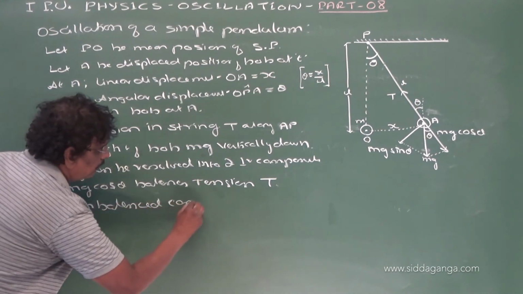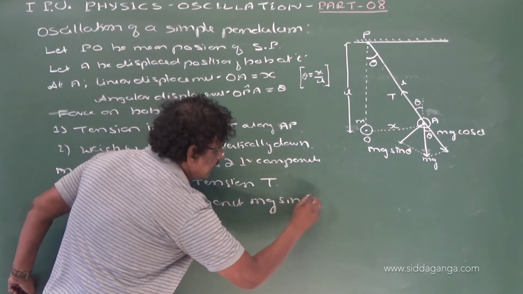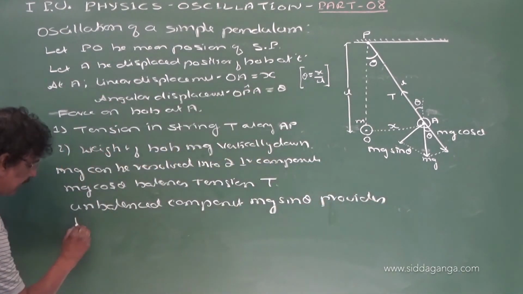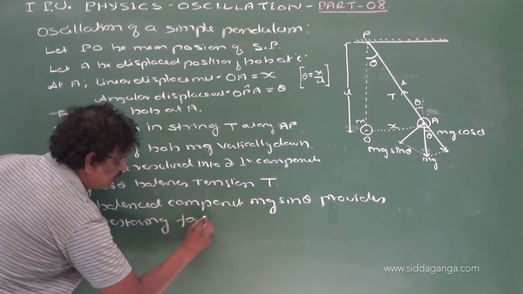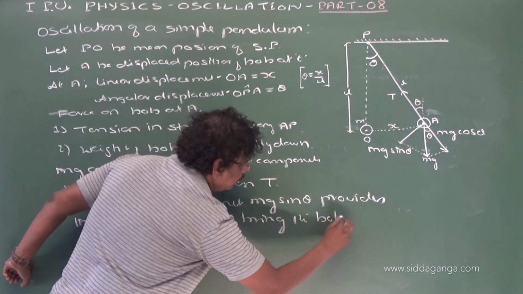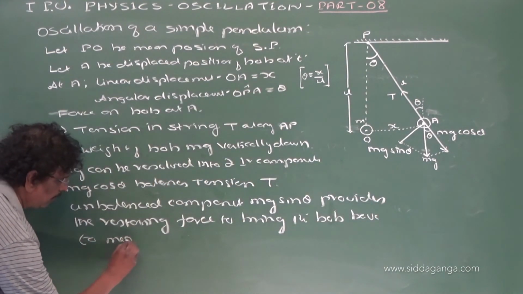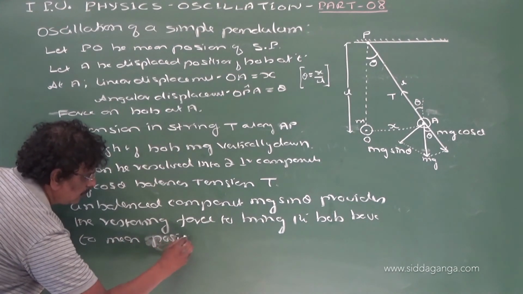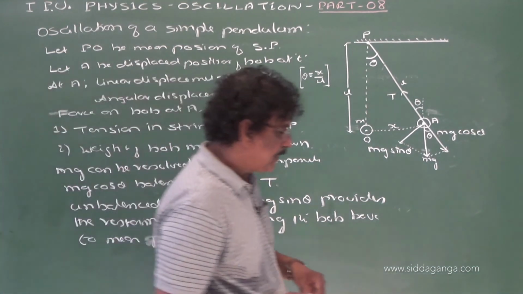The unbalanced component mg sin theta provides the restoring force to bring the bob back to the mean position. Mean position P, right. You see it here.